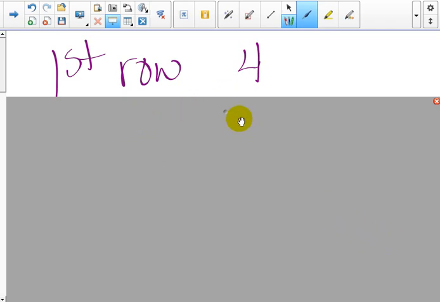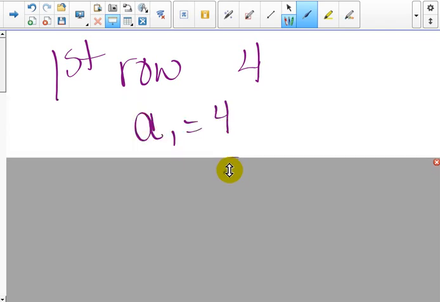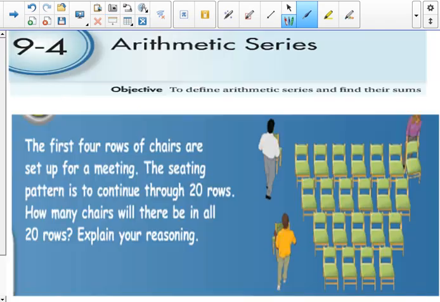Okay, so in our first row, we know we have 4 chairs. And we know that we want to find out what's on the 20th row. So we're going to let our first term in this sequence be a sub 1. A sub 1 is equal to 4. Well, what's our difference? When you look at the difference in each row, it's growing by 1. So our difference is equal to 1.